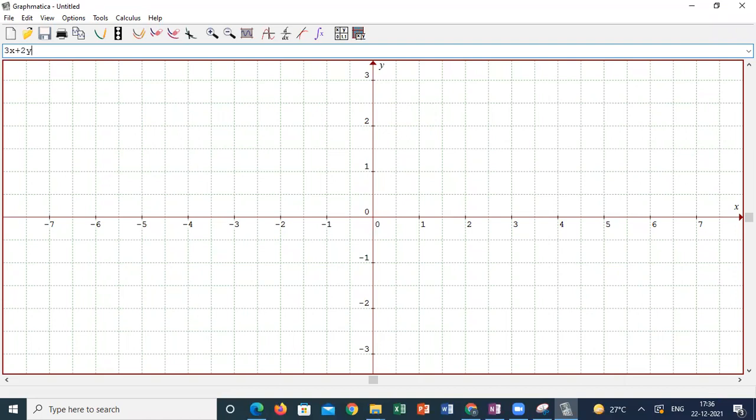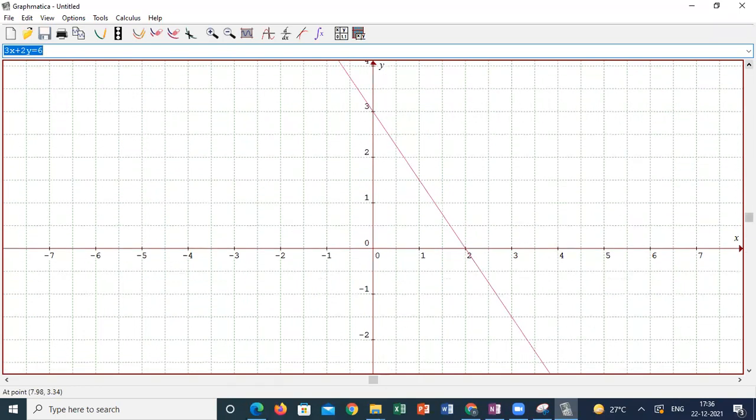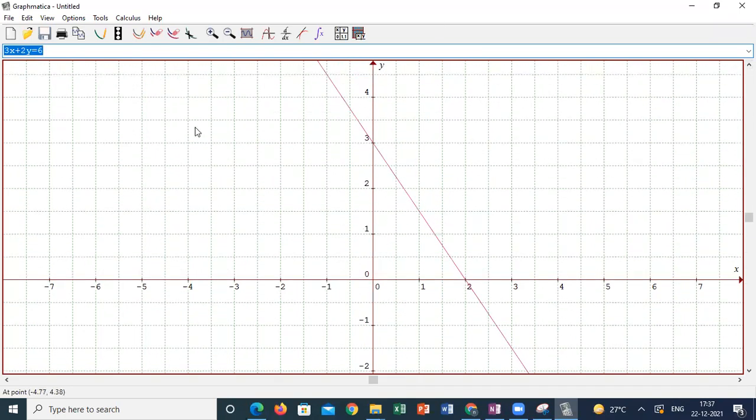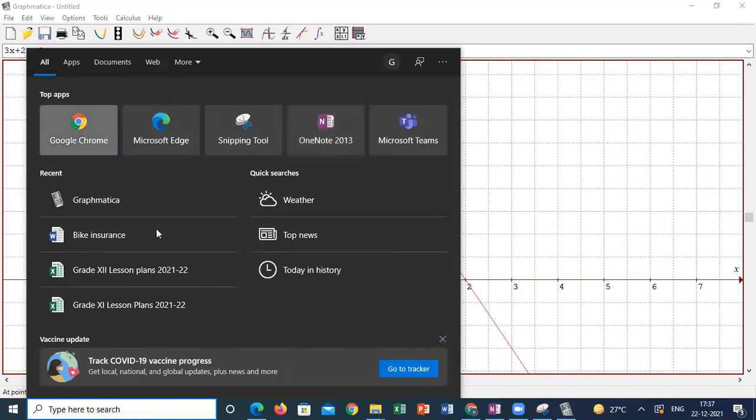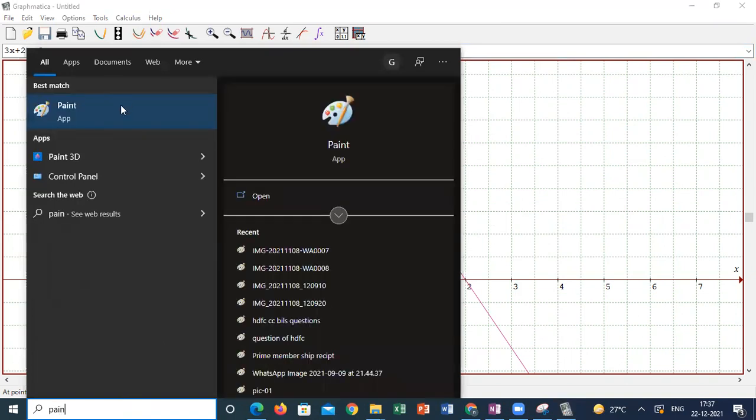Any 2 points. See, by seeing the equation, you understand this represents a straight line. How will I know this represents a straight line? A linear equation always represents a straight line. There is no doubt at all. So take any 2 points to draw the graph. No need to take many points, just any 2 points.